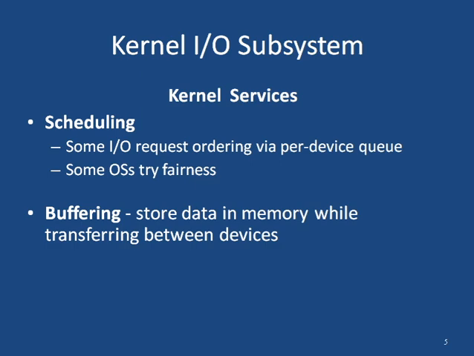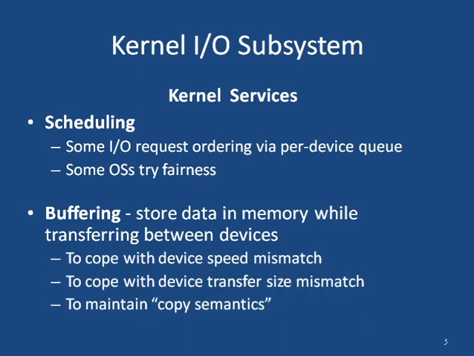The next one is buffering. Buffering means storing the data in memory in between the devices where the data communication is happening. So it stores data in memory while transferring between the devices. Why do we need to store the data in between the devices? There may be a mismatch between the devices in terms of speed, in terms of transfer size of data, and in terms of copy semantics.